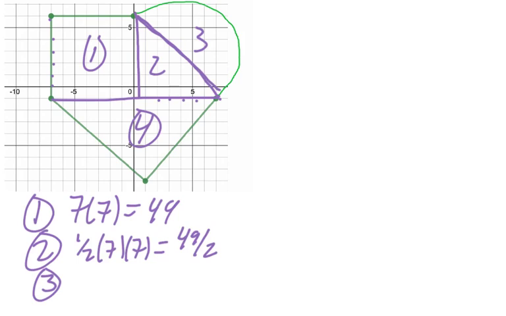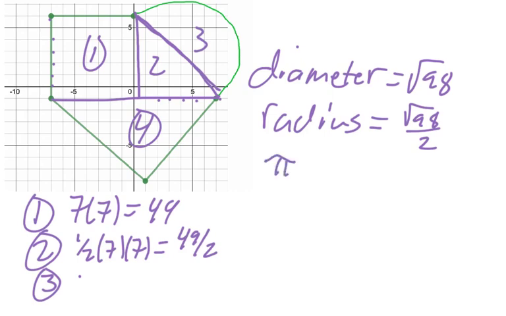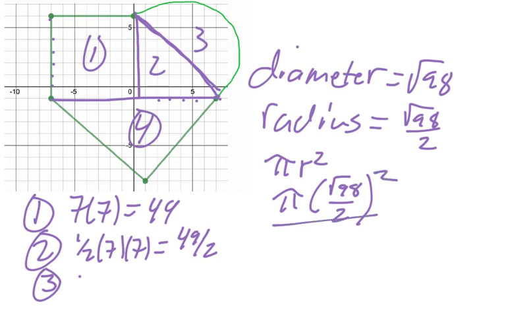Area 3, well, that is half of a circle. We already found that the diameter was the square root of 98. So our diameter equals the square root of 98. The radius is half of that. So we got half of the square root of 98. And the area of a circle is pi r squared. So it's going to be pi times the square root of 98 divided by 2, squared, and then divided by 2 because it's half of a circle. So that's going to be the area for shape number 3.